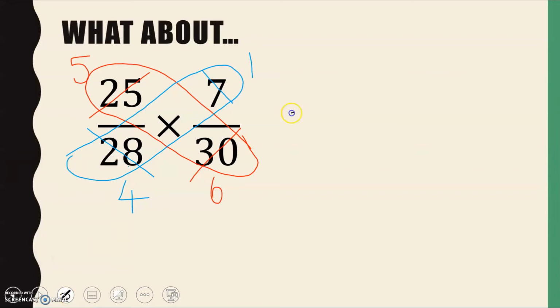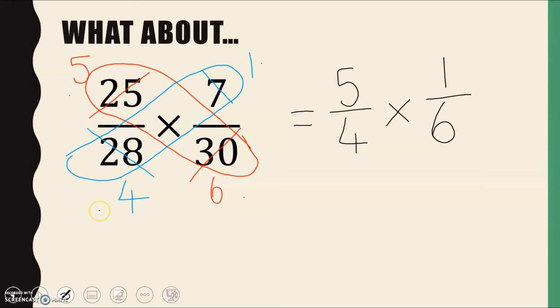So what I'm going to do is write these fractions out again. So this time I've got 5/4, and we are going to times by 1/6. So you can see that my numbers haven't changed position. 5 is top left, 4 is bottom left, 1 is top right, 6 is bottom right.